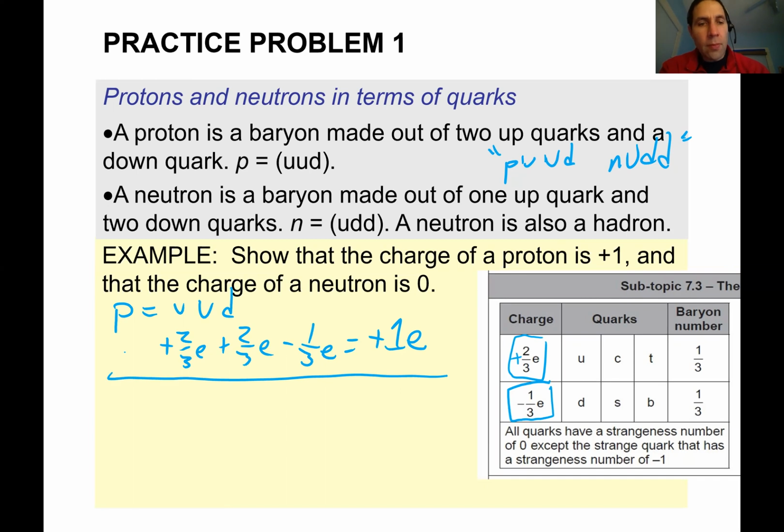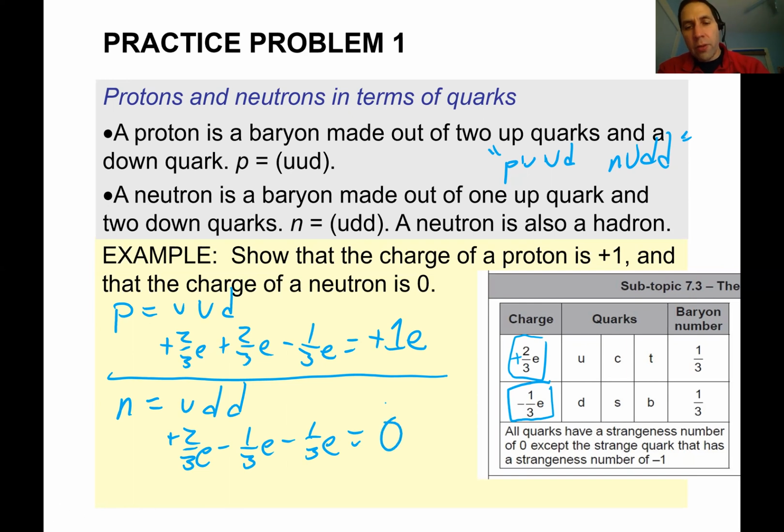Interesting. What about a neutron? A neutron we know as up, down, down. So we have +2/3 e, and then one down is -1/3 e, and the other down is -1/3 e. What do we get? 2/3 minus 1/3 is 1/3, minus another third, we get 0, or neutral. So hopefully you're starting to see how, as crazy as it sounds, this whole model of quarks actually explains things we already knew, but maybe in a more fundamental way. It also explains other phenomena that our previous theory couldn't explain.